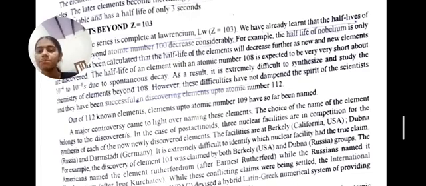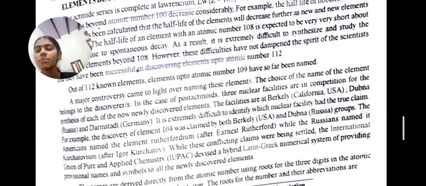In the case of post-actinoids, three nuclear facilities are in competition for the synthesis of each of the newly discovered elements. The facilities are at Berkeley, California, USA, Dubna, Russia, and Darmstadt, Germany. It is extremely difficult to identify which nuclear facility had the true claim. For example, the discovery of element 104 was claimed by both Berkeley and Dubna groups. The Americans named the element Rutherfordium, while the Russians named it Kurchatovium after Igor Kurchatov.